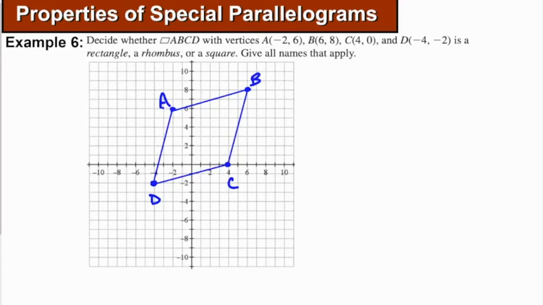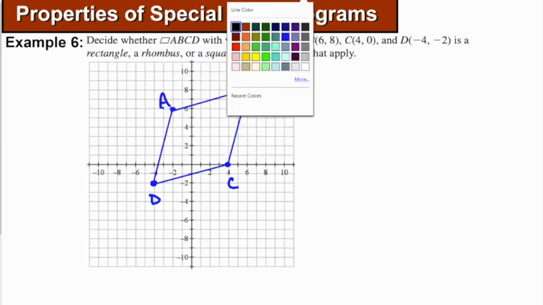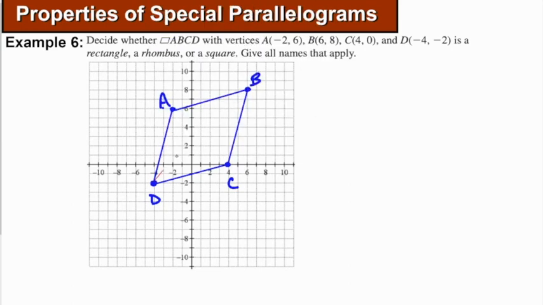So as we continue to analyze this quadrilateral ABCD, we want to determine which of the special parallelograms it is, and the quickest and easiest way to do this is through the diagonals. So if I draw diagonals in here, there's diagonal BD and diagonal AC.